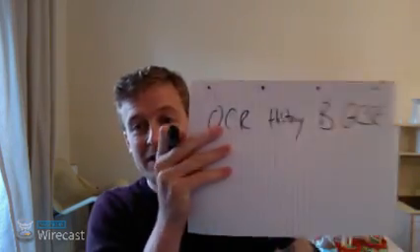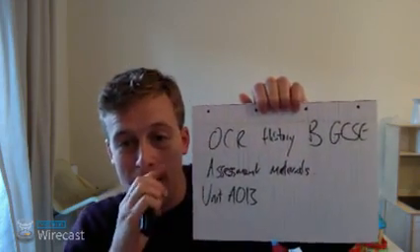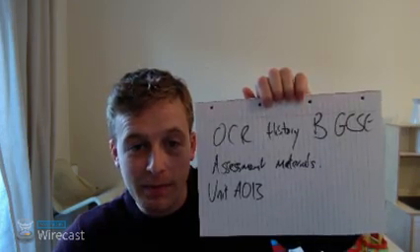I'm going Assessment Materials and I'm clicking Unit. So write this down. OCR History B GCSE. That's what I've typed in, and I've clicked Assessment Materials, and we want Unit A013. It says Aspects of International Relations with the USA 1919 to 41.